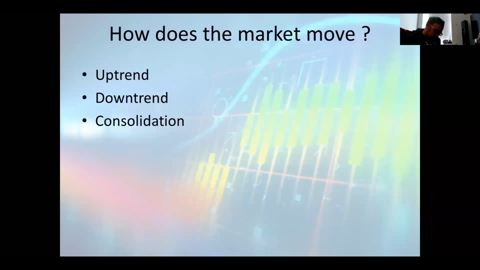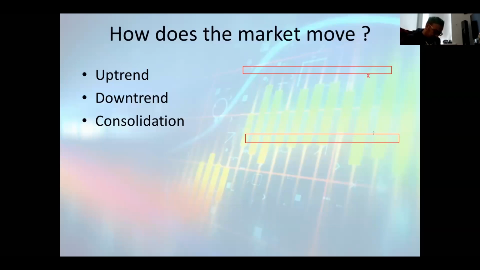Let's say we have a resistance and then we have a support, right? And let's say this range is around 25 pips, right? And price is moving within this range, like this or like this, like this, like this.